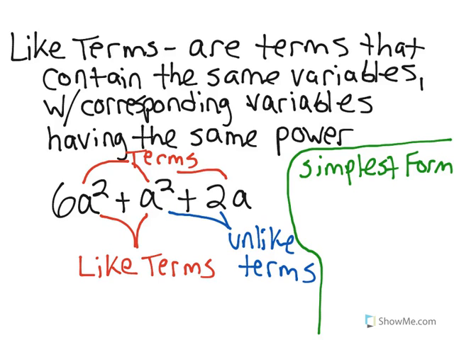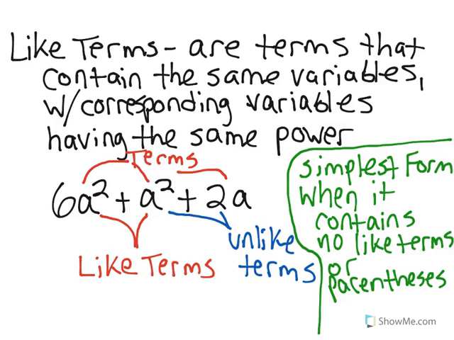So, like terms. Now, what we're going to do is, you know something is in simplest form, meaning we're going to simplify it using distributive property and then maybe combine like terms. You know it's in simplest form when it contains no like terms or parentheses. So that's what we're going to do in these next few examples. We're going to use the distributive property and then combine all like terms and simplify as far as we can.